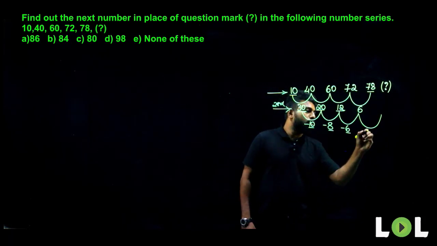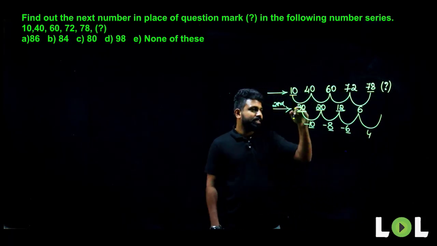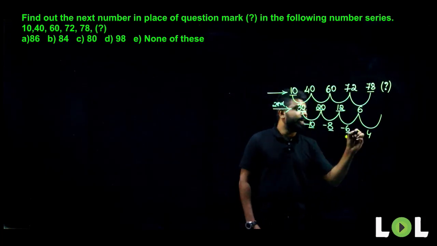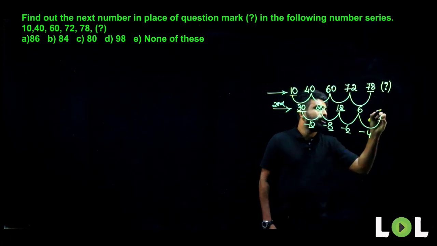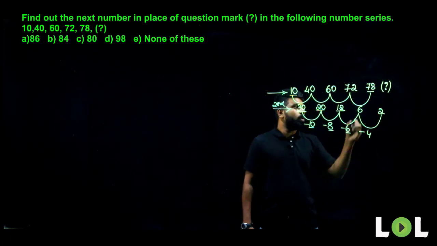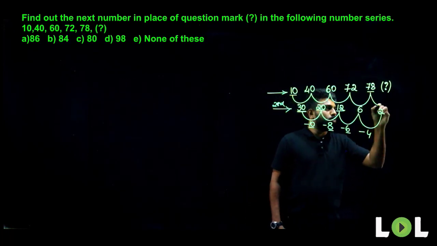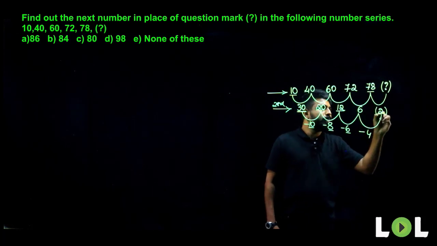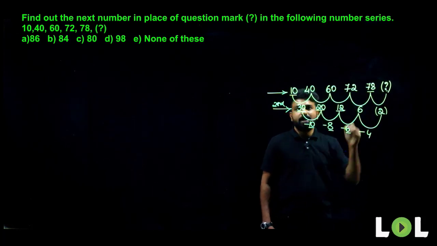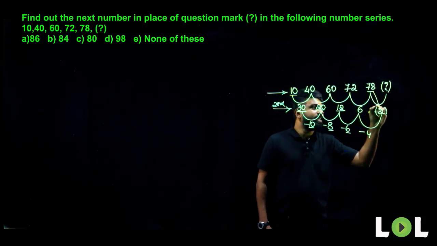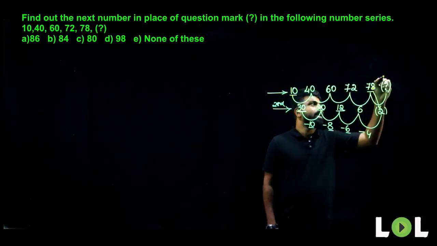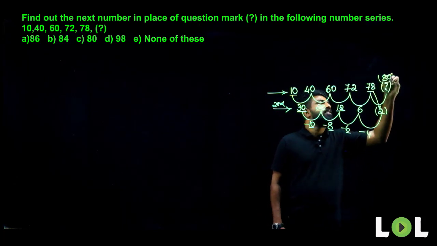It is 4. So is it addition or subtraction? Since the terms in the series are decreasing, it is subtraction. So 6 minus 4, what do I get? I get 2 as my answer. This 2 is nothing but the difference between my missing term and the previous term, that is 78. How do I get the missing term? I need to add 78 and 2, which will give me 80, and that will be my final answer.